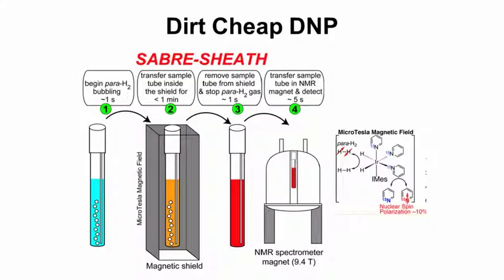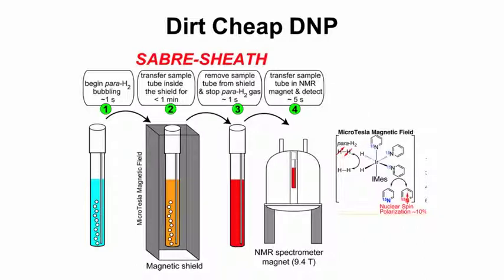But there is something you can do, or that's starting to happen, and this is this thing that I called dirt cheap DNP. And this has been developed over the last 2 years. And it goes by another name called the saber sheath approach. Now, if you look up saber sheath on Google, it'll actually probably point to a method for doing tracheotomies. But if you type in saber sheath and NMR, it'll talk about DNP.